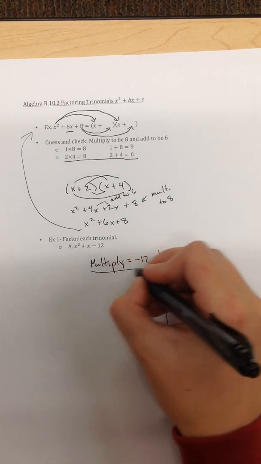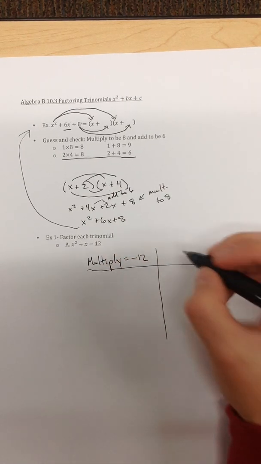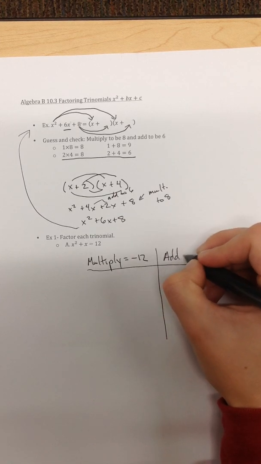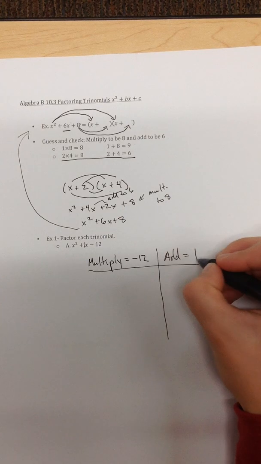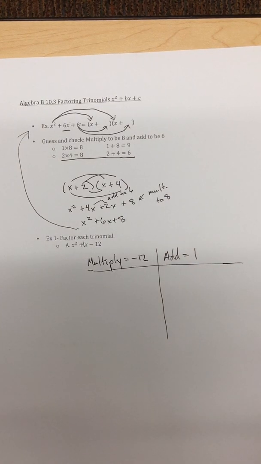And I'm looking to, usually I make these in a little chart here, I'm looking to add, or a sum, to be the middle number, which in this case is just an x, which would be 1. So then what I do is I guess and check things that multiply to be 12. So I could go, okay, if I'm going through my factors, the first one would be 1 and 12.